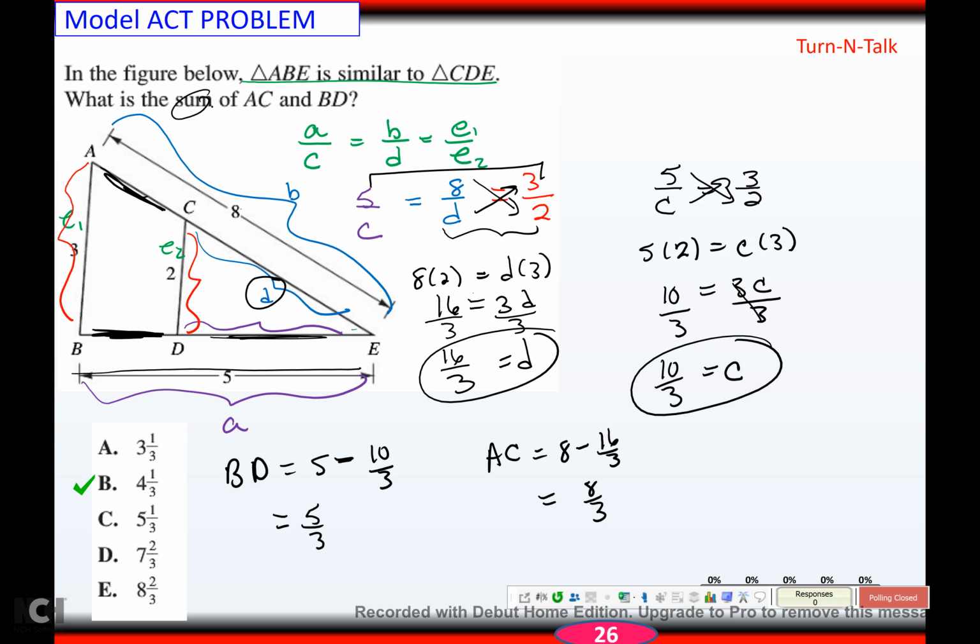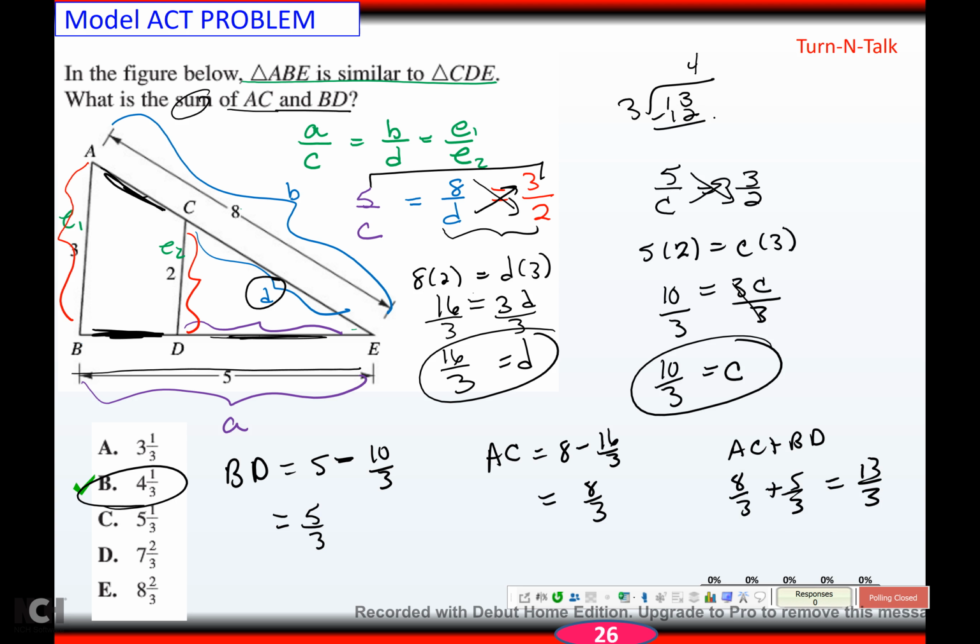So then they want the sum of AC and BD. So if I add AC and BD, that's 8/3 plus 5/3, which is 13/3, which is 4 1/3. 3 goes into 13 4 times. Take away 12 leaves 1. That's 4 and a third.